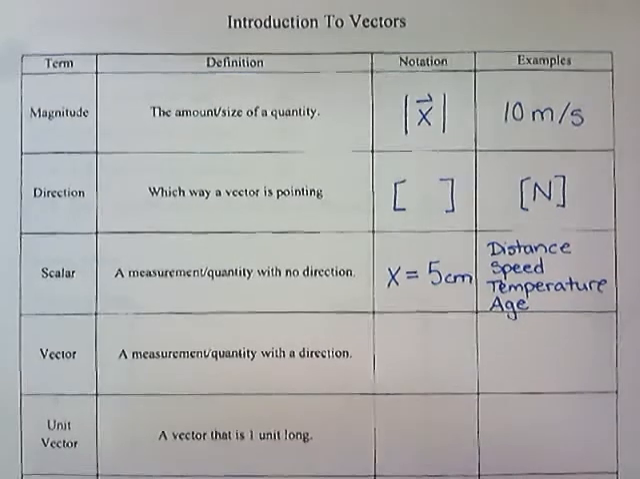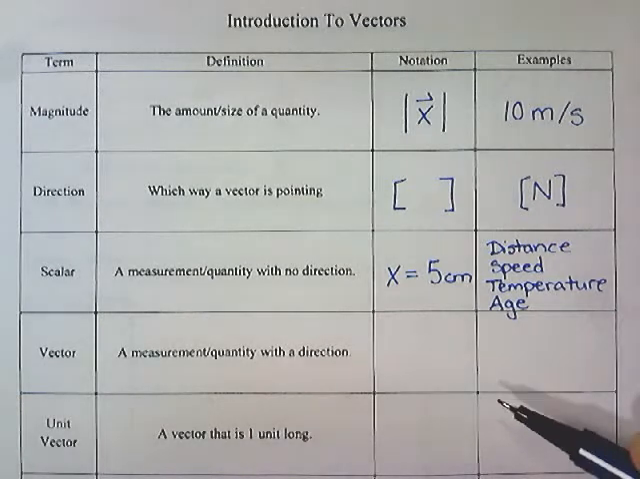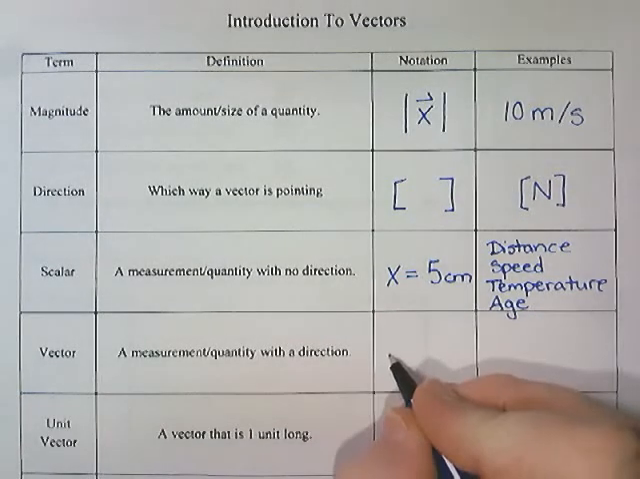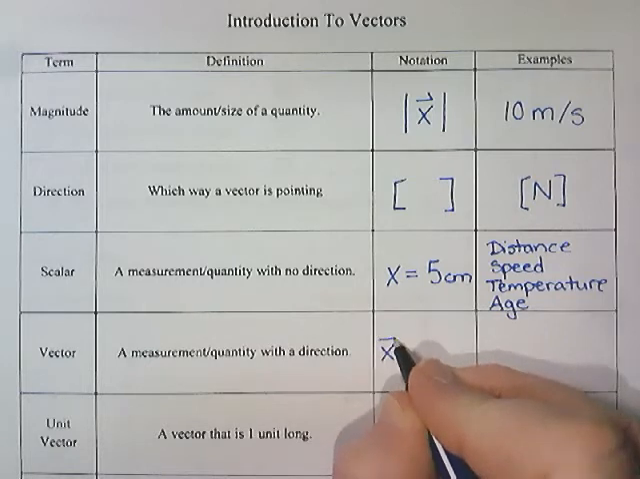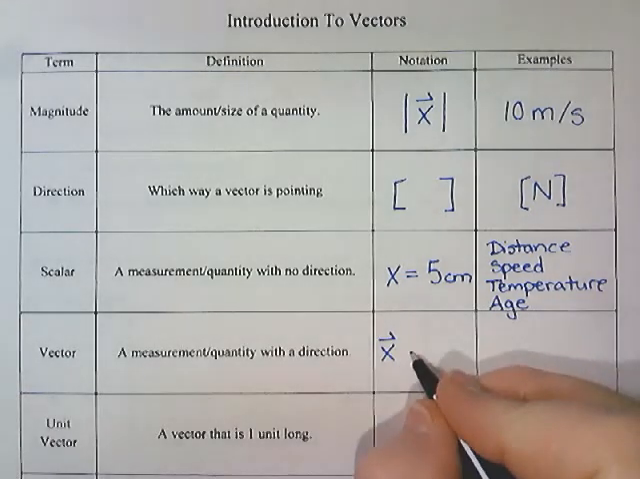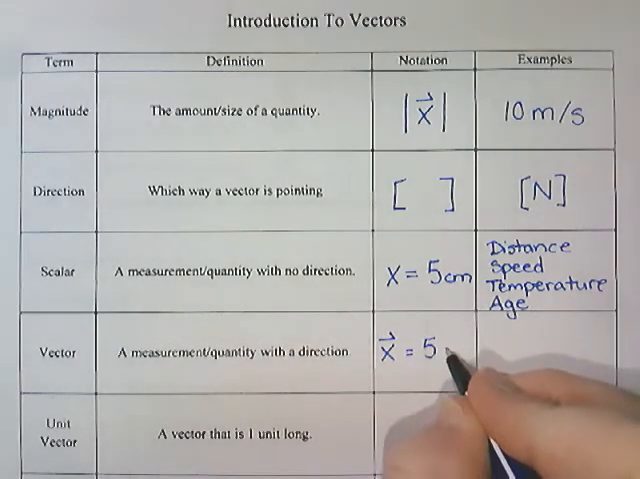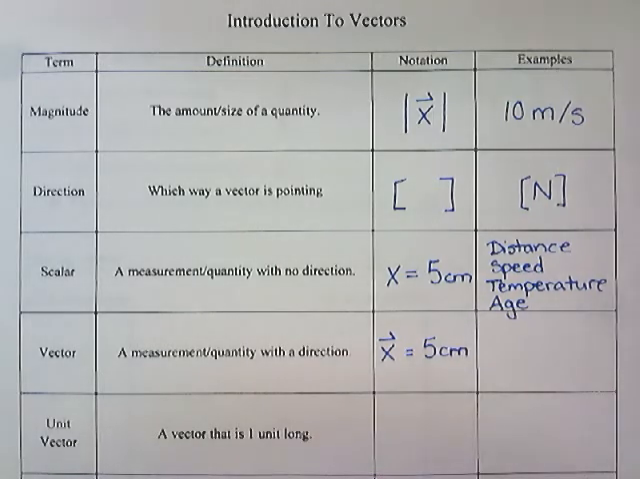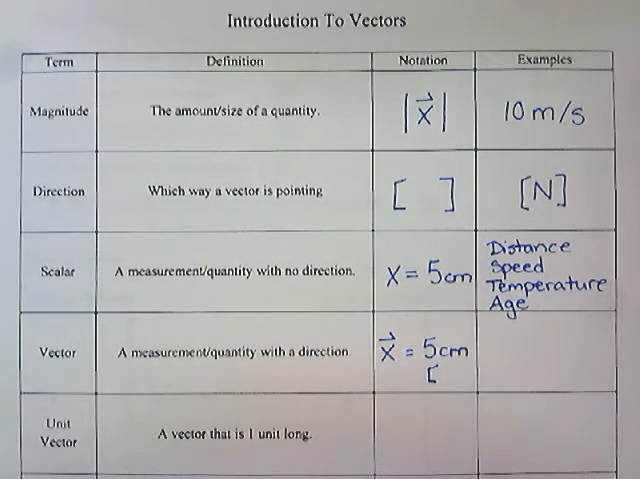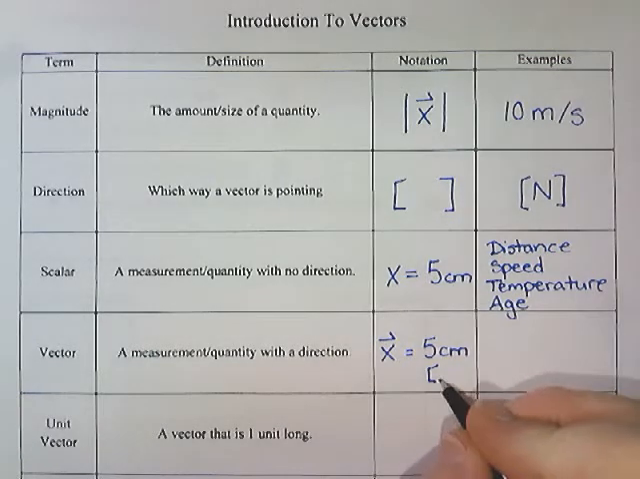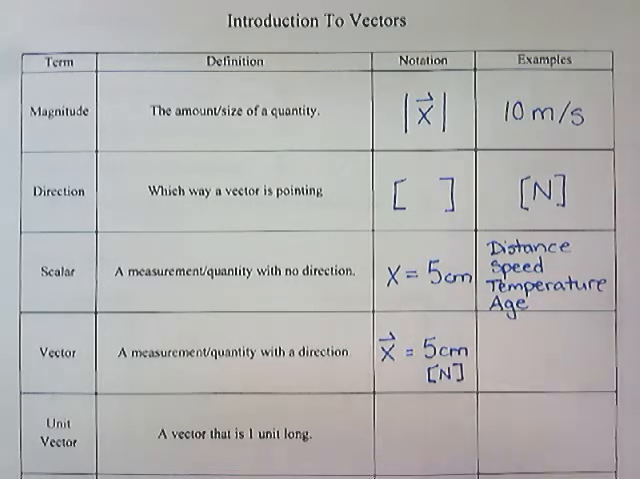If it has an associated direction, it's a vector quantity, which means instead of just writing x equals 5 centimeters, I would put an arrow over the top of the x, and then we would say 5 centimeters, but we would have to attach a direction with it. So it could be 5 centimeters up or 5 centimeters down, east, west, left, right. I think I'm going to go for north. Right? There needs to be a direction associated with it.